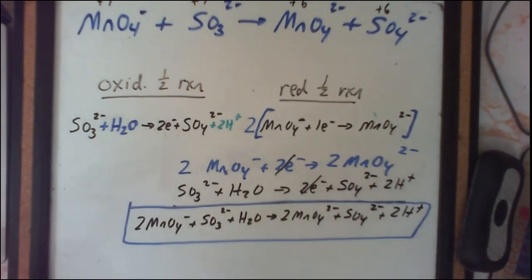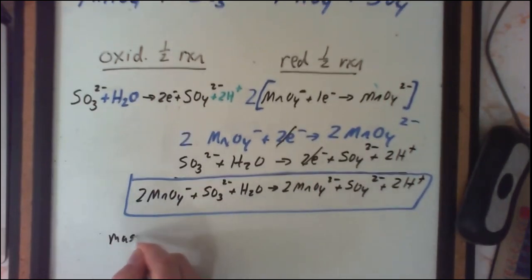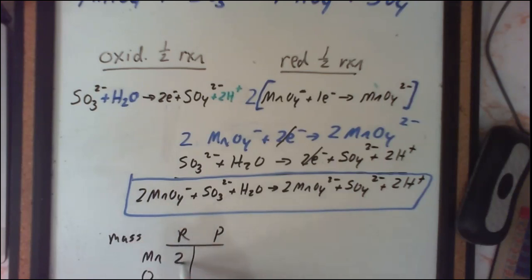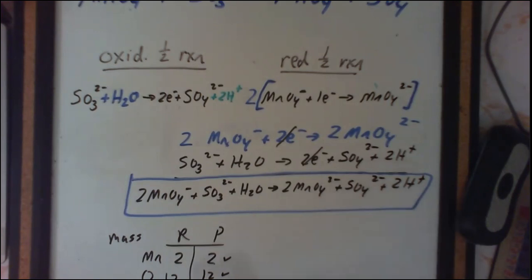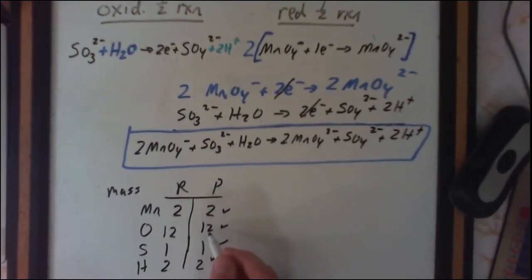And so that very last step, I want to make sure everything is both mass balanced and charge balanced, because there are lots of steps here and it's easy to make mistakes. So we have 2 manganese, which matches 2 manganese. We have 8 oxygens plus 3 oxygens is 11, plus 1 is 12, which matches 2 times 4 is 8 plus 4, which is also 12. Then 1 sulfur, which matches 1 sulfur, and 2 hydrogens, which matches 2 hydrogens. So this equation as given is mass balanced.